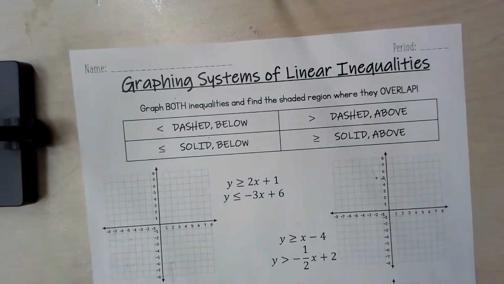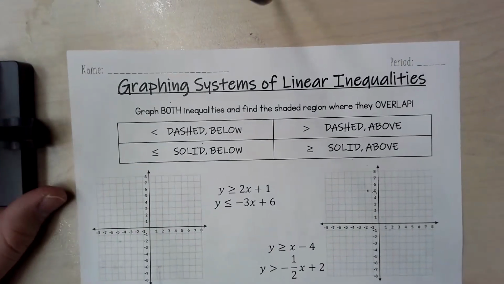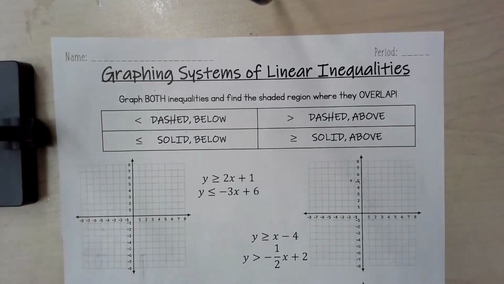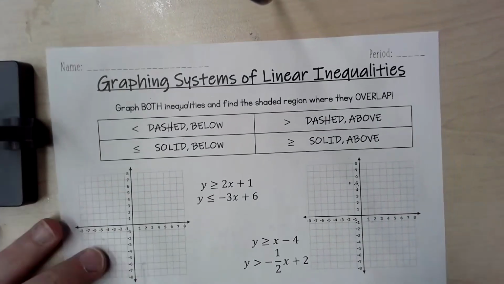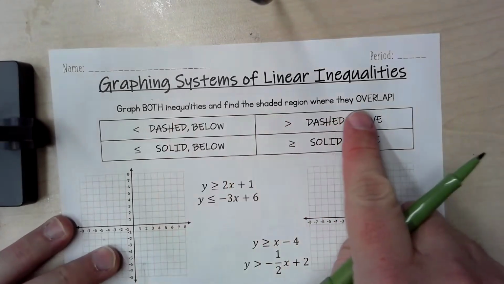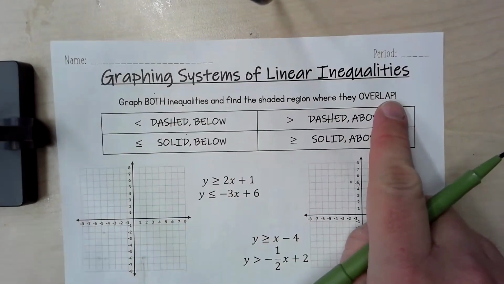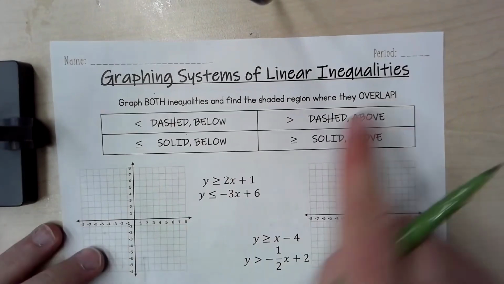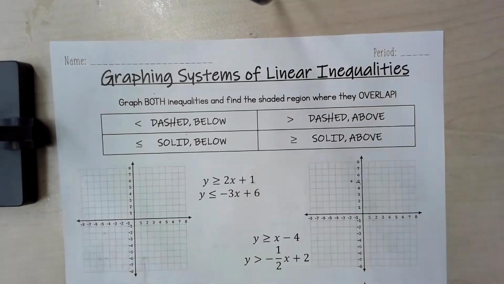All right, so hopefully you did good on the linear inequalities. Well, now we're doing a system of linear inequalities, right? So we've got to graph both inequalities and find the shaded region where they overlap, right? Because I don't just have one inequality, I've got two things happening. So the solutions are the points that make both inequalities true.